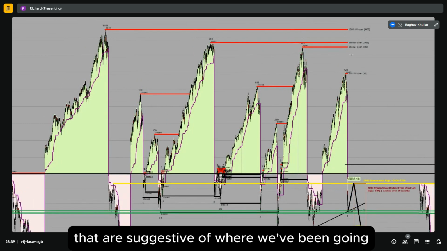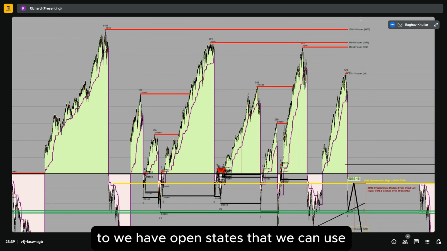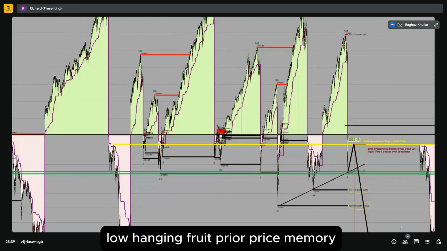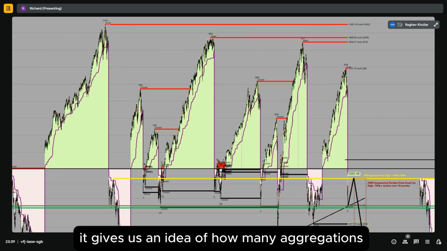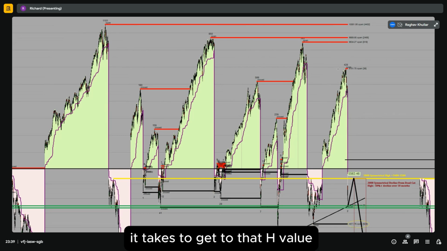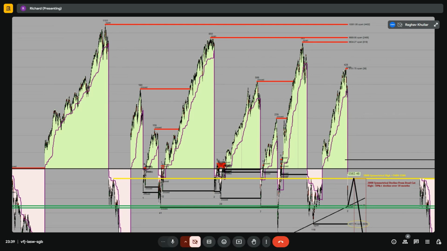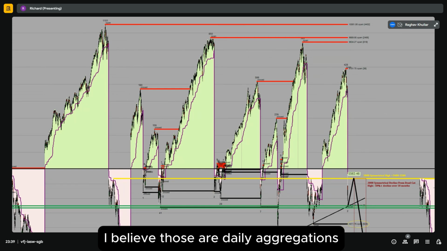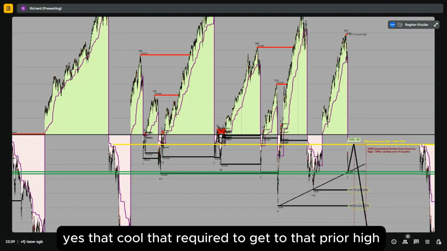And then that puts in motion a higher rally. We've got imprints that are suggestive of where we've been going in the past. Two, we have open states that we can use. These imprints are just low hanging fruit, prior price memory, so we can target those upside. Across the tops of our crests, we have our H values. So it gives us an idea of how many aggregations it takes to get to that H value, that high, after crossing over pivot. So we've got 428 aggregations. I believe those are daily aggregations, yes, required to get to that prior high.